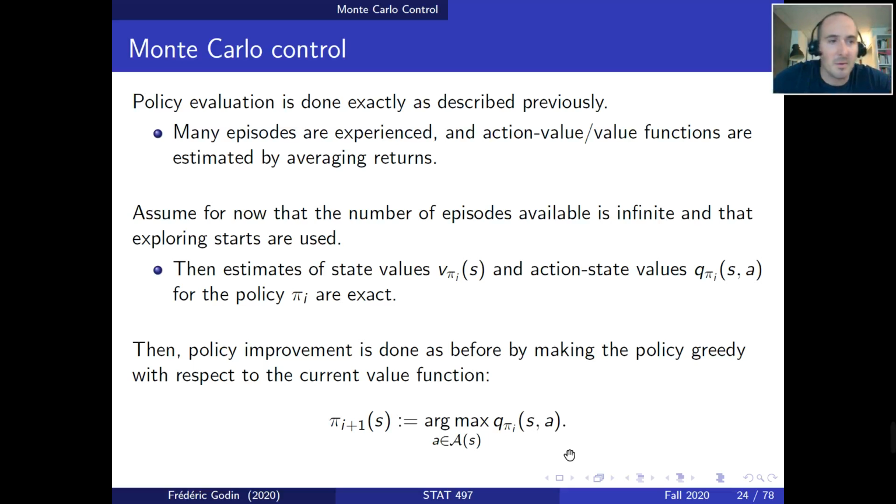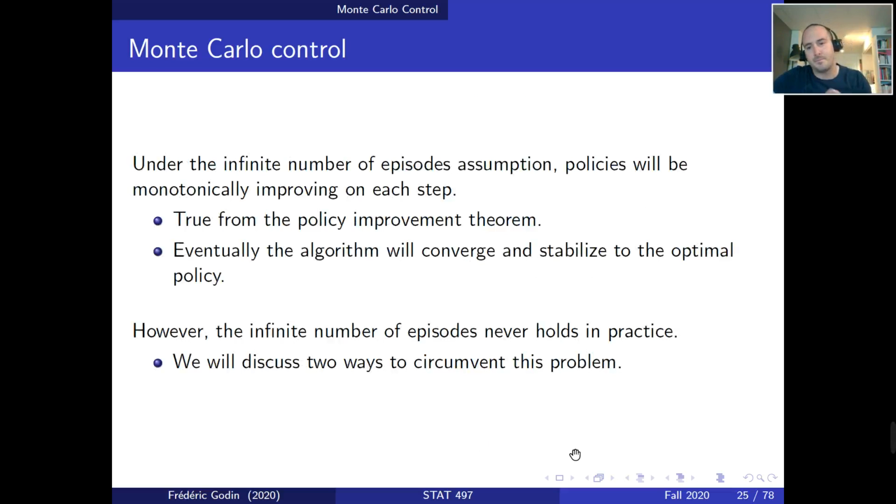Okay, and we can do that recursively, so we get a new v pi I, pi I plus 1, then v pi I plus 1, then pi I plus 2, v pi I plus 2, pi I plus 3, etc. And eventually, through the policy improvement theorem, the policy will monotonically improve until you achieve convergence, and when you converge, you obtain the optimal policy.